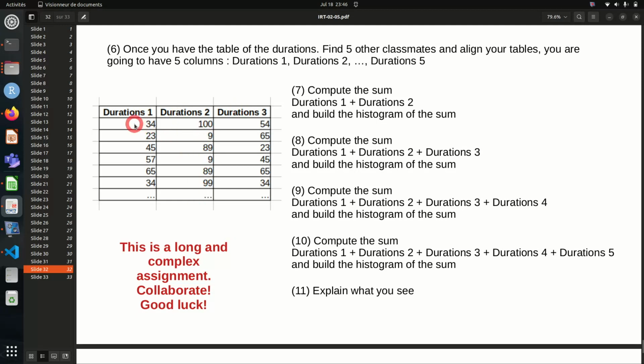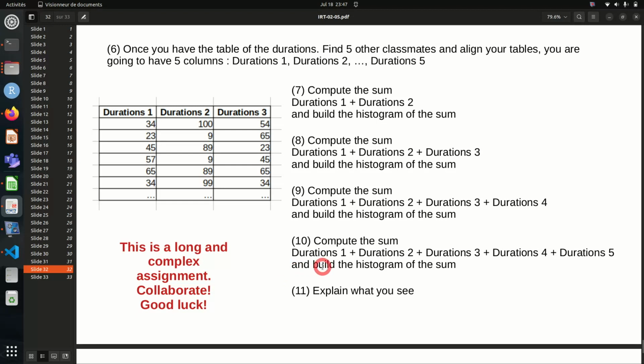I want you to sum 2 and make the histogram of the sum. Then I want you to sum 3 and make the histogram of the sum. Do the same for 4, do the same for 5. Each time build the histogram and explain to me what you see.